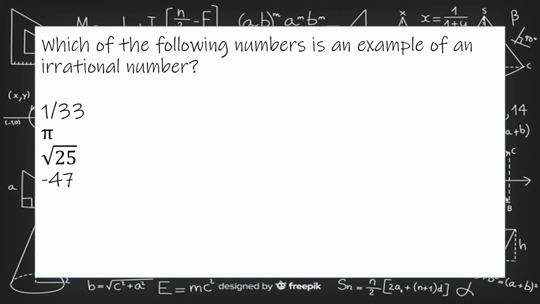Which of the following numbers is an example of an irrational number? Well, remember, a rational number can be written as a fraction, a decimal, or as a whole number. So I see a whole number here. I see a fraction here. This square root of 25, that's equal to 5. That's a whole number. That counts. Pi can be written as a decimal, but it is a non-terminating, non-repeating decimal. So that is irrational. So pi is the irrational one.